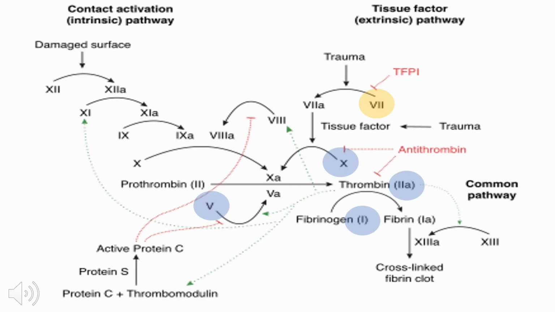Now we have our schematic and we have highlights over what PT is measuring. So we're always measuring the common pathway, which is going to be 1, 2, 5, and 10, plus extrinsic, which is factor 7.